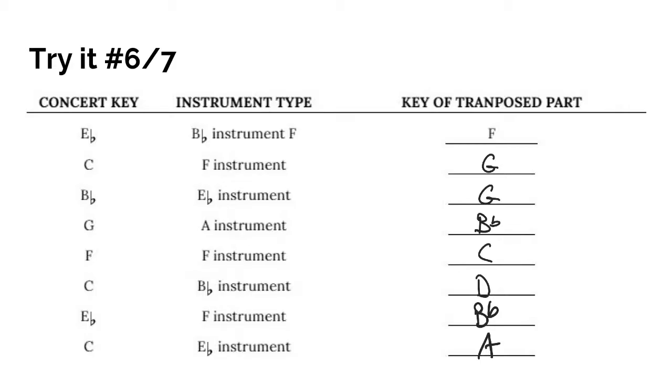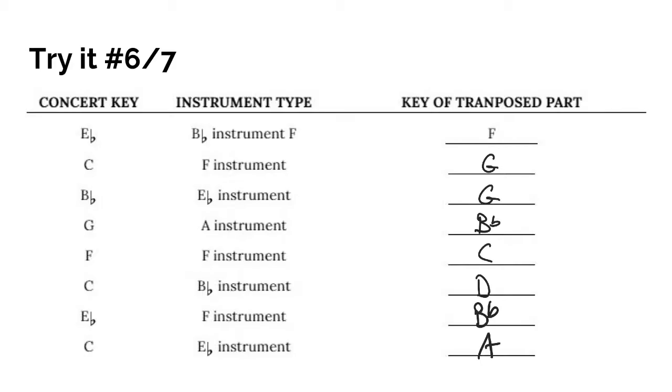So for a B-flat instrument, you write a whole step up. Concert key is C. F instrument, you write a perfect fifth up. E-flat instrument, you write a minor third down. We have an A instrument, concert key of G, you write up a minor third. So we have an F instrument in the key of F, you write a fifth up, which is C.